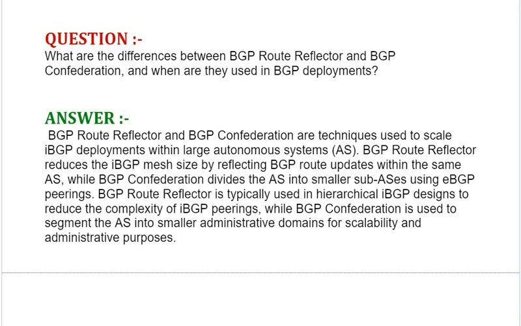BGP confederations divide the AS into smaller sub-ASs using eBGP peerings. BGP route reflector is typically used in hierarchical IBGP designs to reduce the complexity of IBGP peerings, while BGP confederations is used to segment the AS into smaller administrative domains for scalability and administrative purposes.